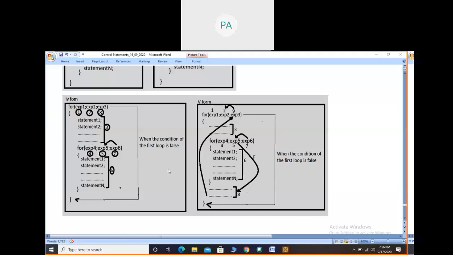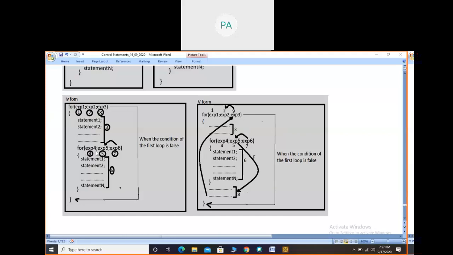Okay, so you observe this for expression 1, expression 2, expression 3. You look at the steps here. First step is expression 1, we know it. Second step is expression 2, that is checking the condition of the first loop. After the condition is checked, in the previous cases it was moving to the second loop directly, but here there are some statements present before it starts the second loop. So these statements are executed once. Statement 1, statement 2 are executed once, then it will move to the second loop. Then the second loop works as we discussed in the previous forms.